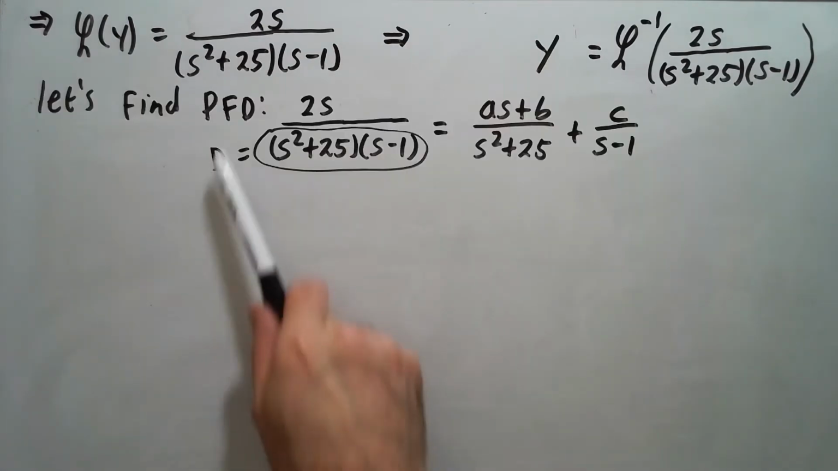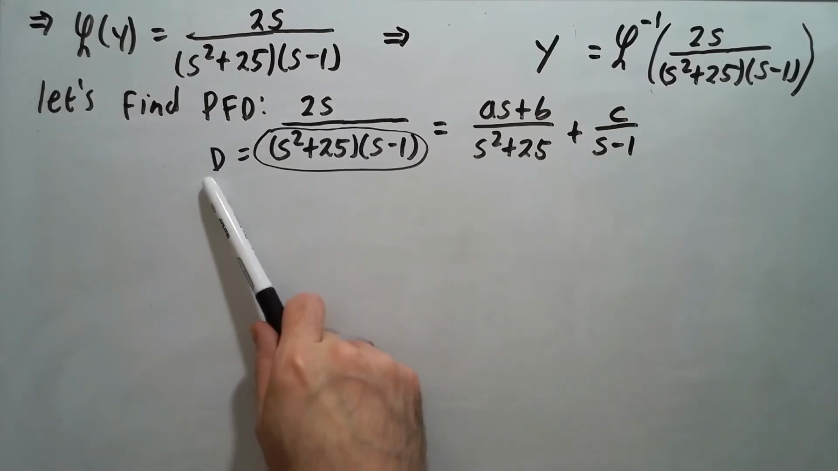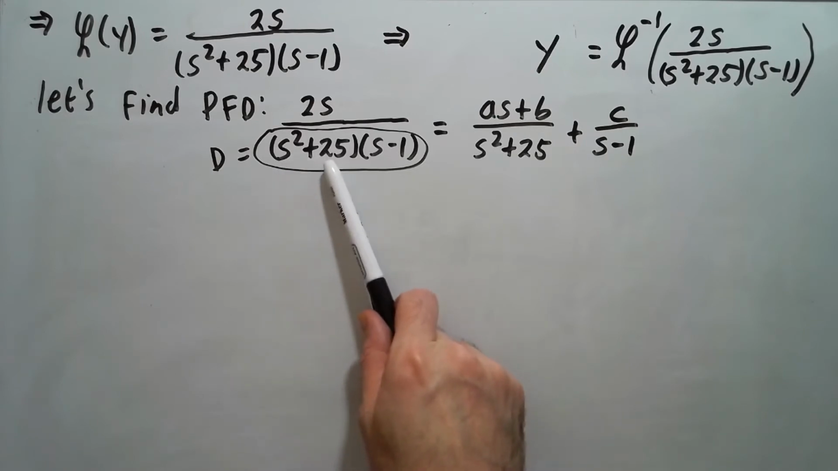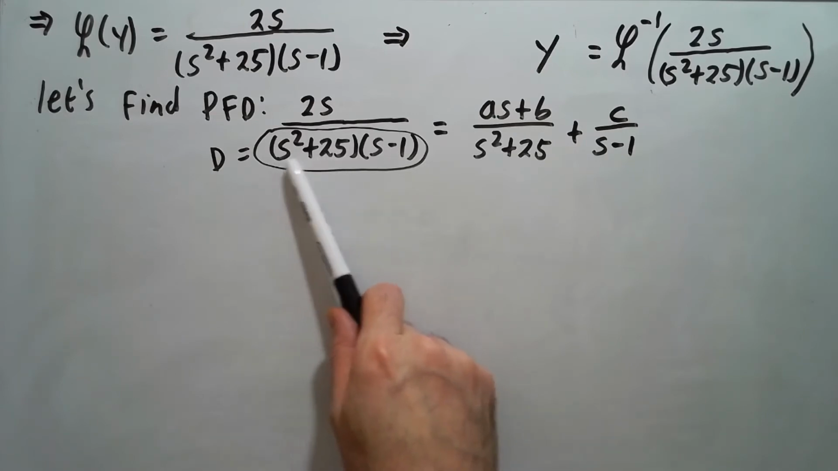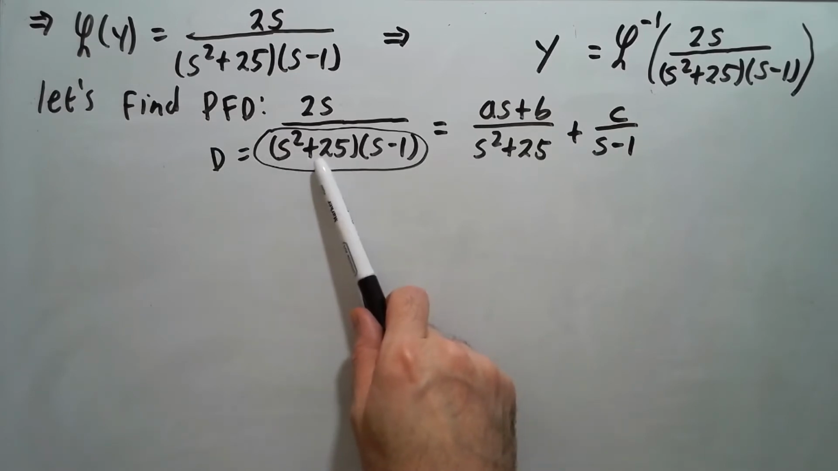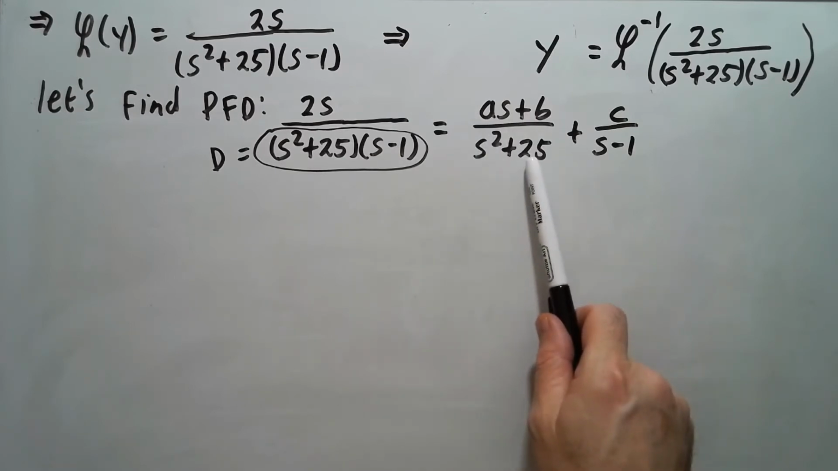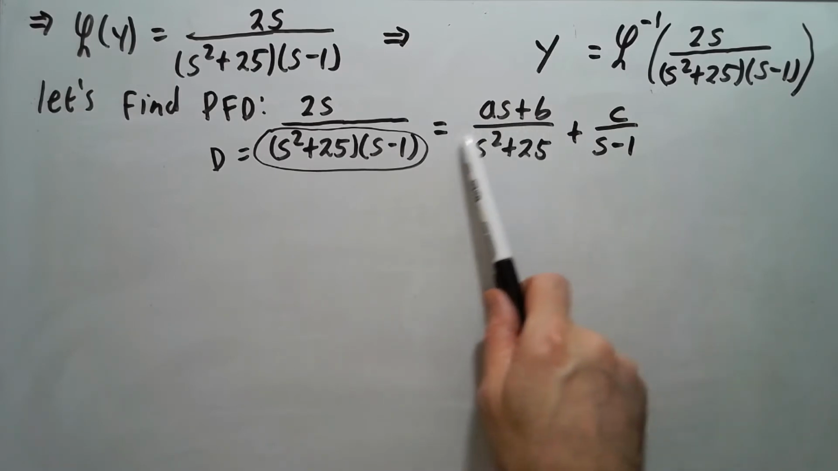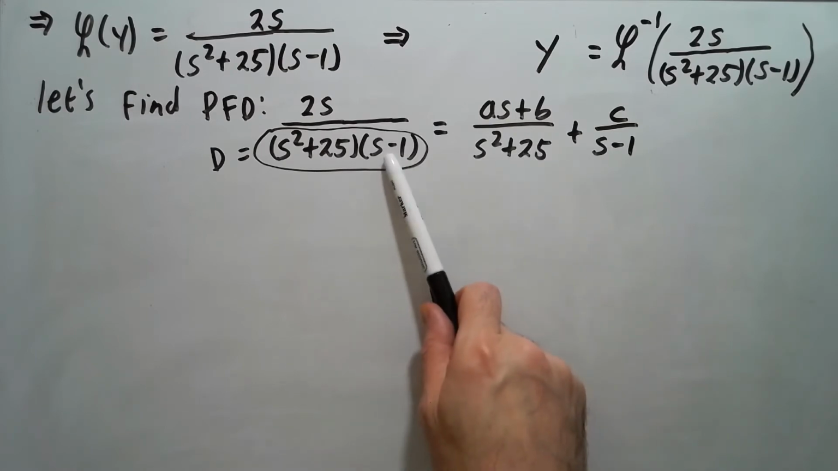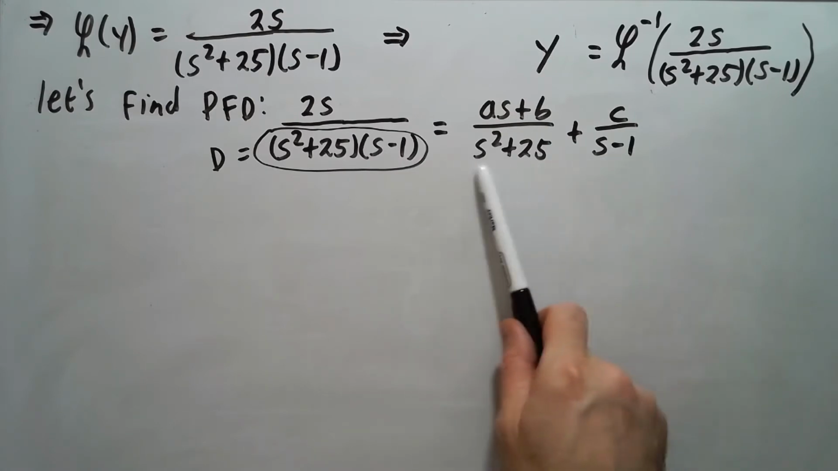So let's find the partial fraction decomposition. So we have this guy here. I'm going to call the denominator d. So since you have an s squared plus 25, if you factored it, it would have imaginary numbers. So therefore, you'd have to write it as as plus b over s squared plus 25, because again, this does not factor unless you use complex numbers. And then it'll be c over s minus 1. So this is how the partial fraction will look.